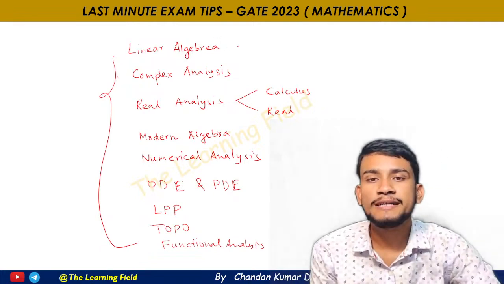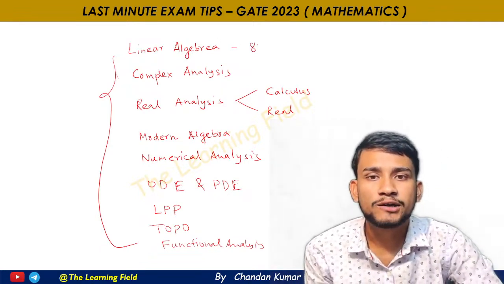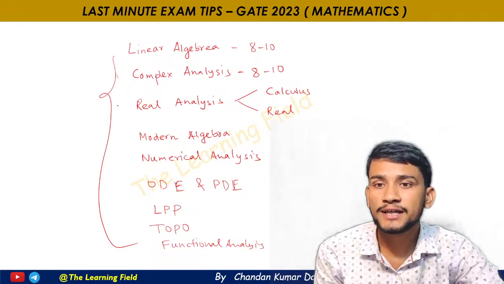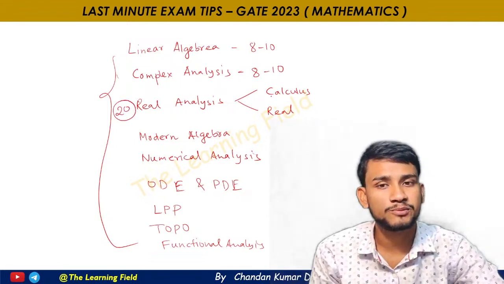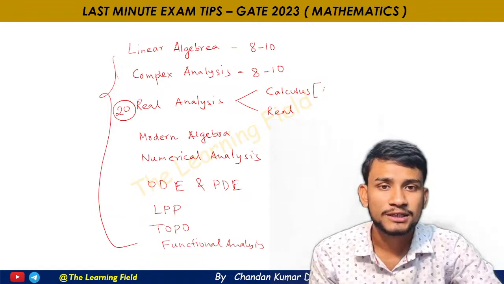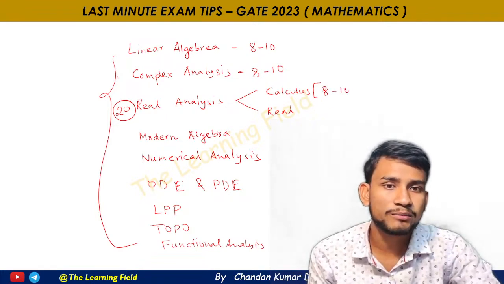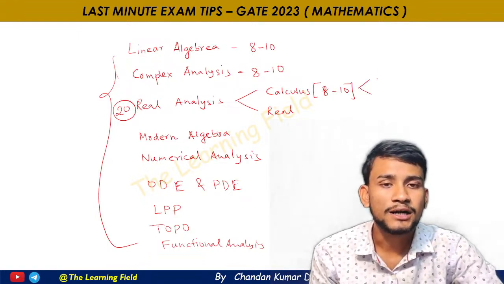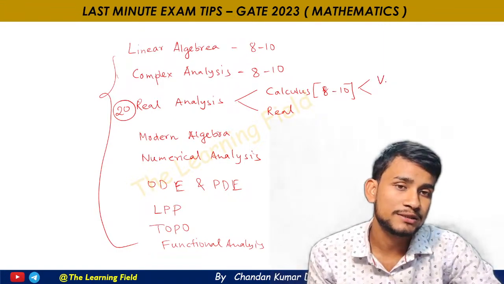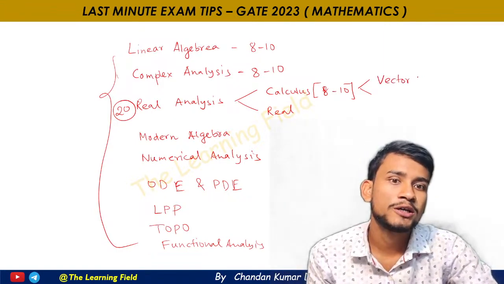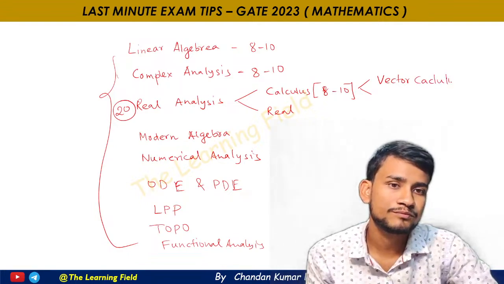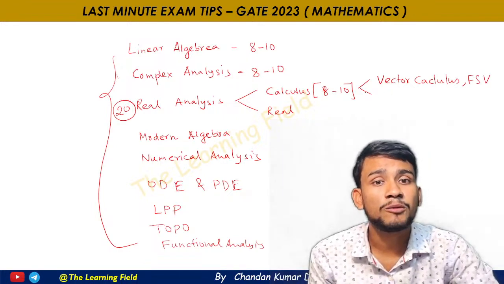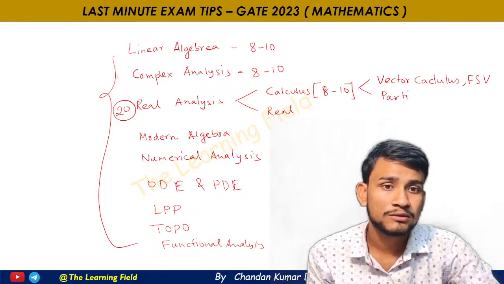From linear algebra, about 8 to 10 marks come. From complex analysis, 8 to 10 marks come. In real analysis, approximately 20 marks come in total, and from the calculus section 8 to 10 marks come. So in the calculus section, what topics are included? Vector calculus is one of the most important topics, and functions of several variables, and limit and continuity of partial derivatives. These are the topics from calculus.